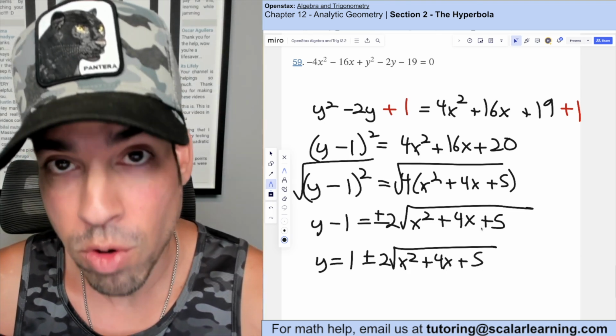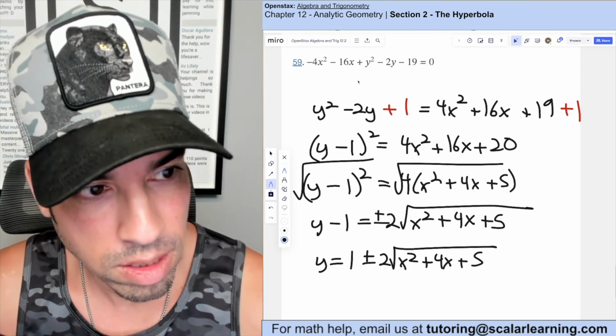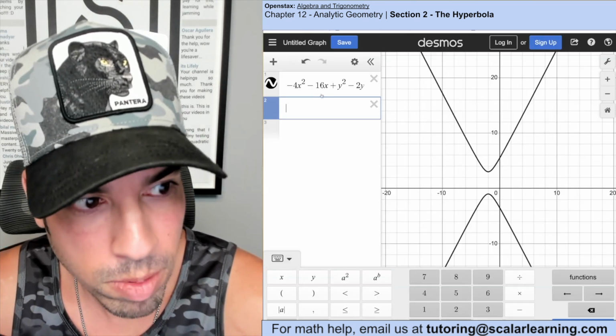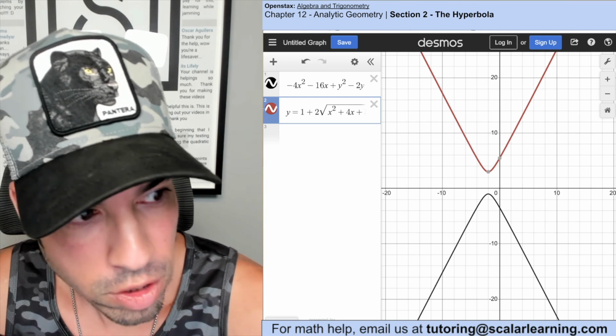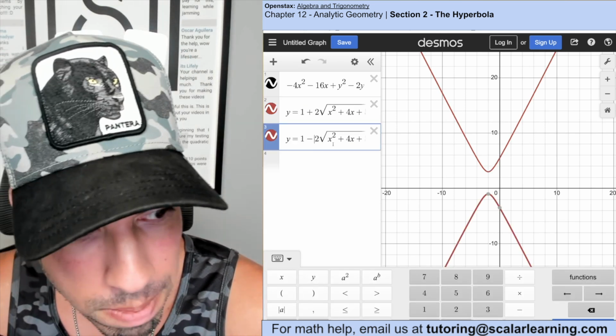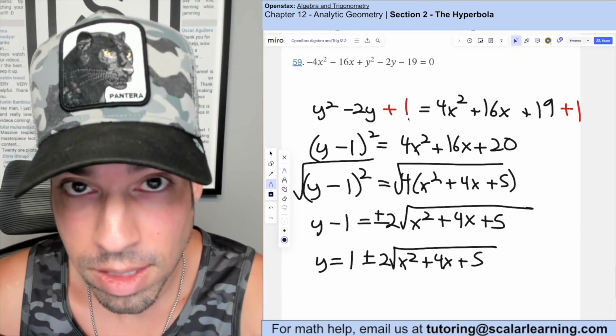Okay, now we're going to graph it in Desmos, and we're going to see that this is the exact same as this original equation. So here's the original hyperbola from that original equation. And here's the positive version mapping to the top half. And there's the negative version, the minus with the bottom half. So that's how you do it.